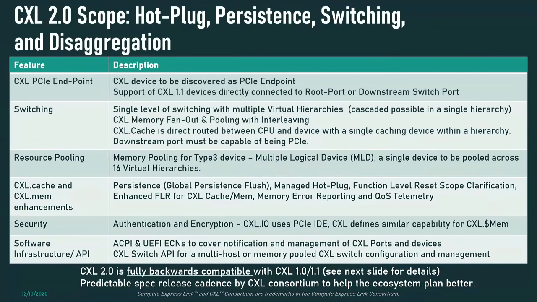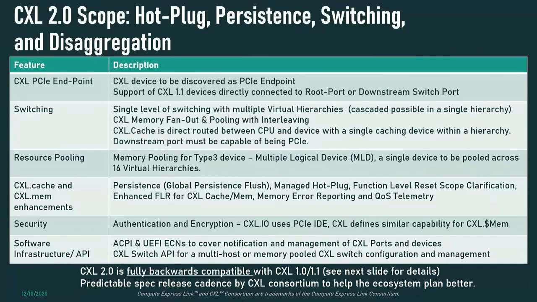So one of them was CXL, effectively a PCIe equivalent, right? A CXL endpoint that looks like a true endpoint. So that way the CXL device can be discovered as an endpoint, and support for the CXL 1.1 devices, which can be directly connected to the root port or downstream port, that will still be preserved, and we'll see more of that. Switching, as Ahmed talked about, single level of switching for fan out. We also have single level of switching with multiple virtual hierarchy in order to support pooling of resources.